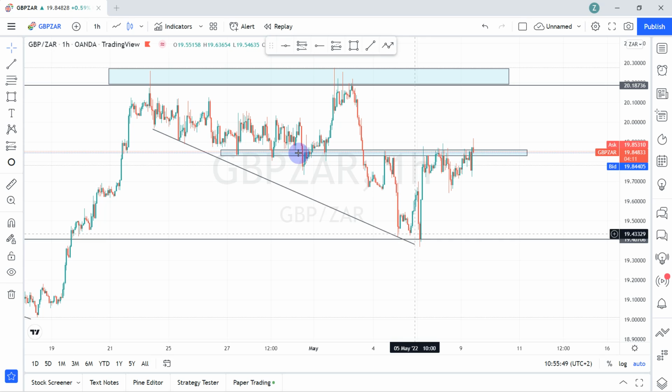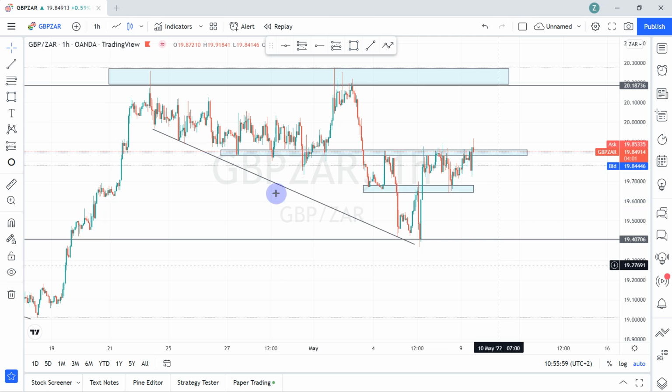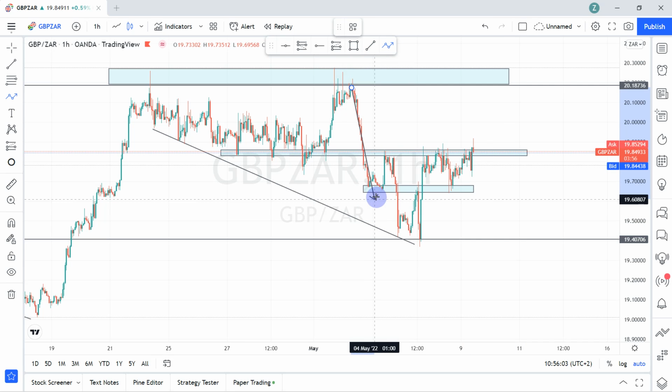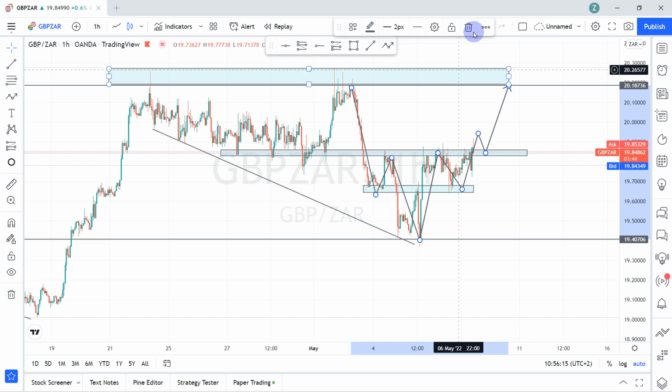So here, if you look closely, you would see that there's a chart pattern that we're seeing, which is an inverse head and shoulder on the GBPZAR pair. So should the market break out, retest, that's where we would look for sells.